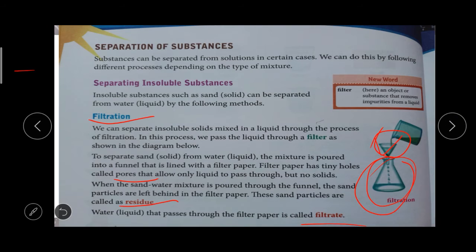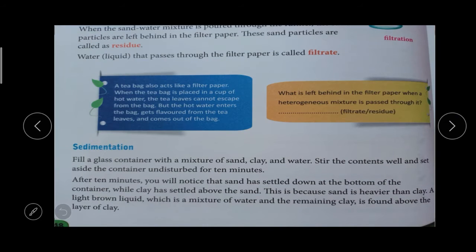So this is the process of filtration. Then the next process is sedimentation.